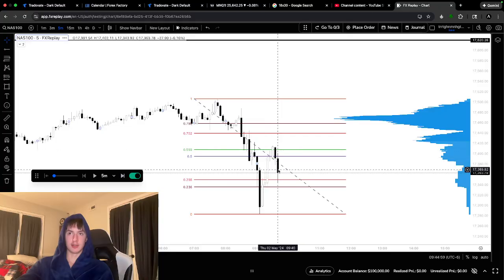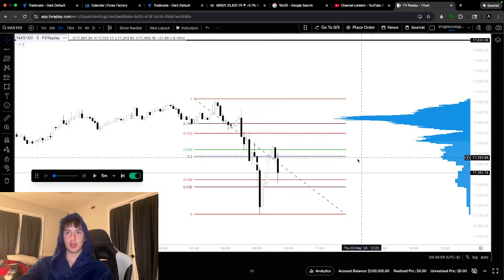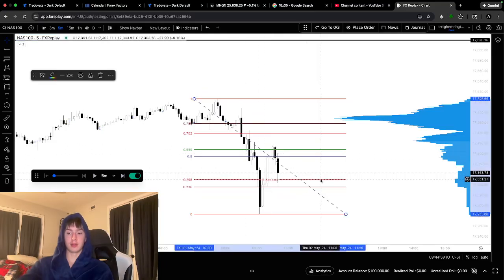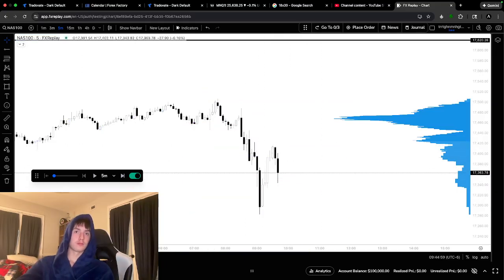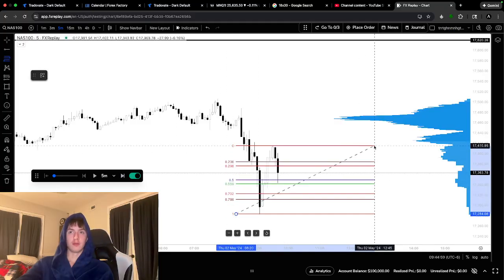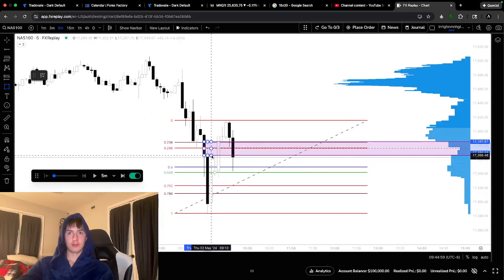Looks like you could have taken a short there, but it's not valid for me because there was no low volume node or 5-minute gap that lined up with it. And we look for longs since there's a 5-minute gap.